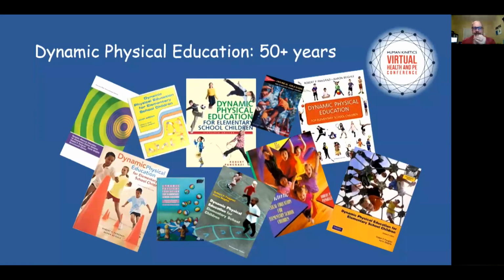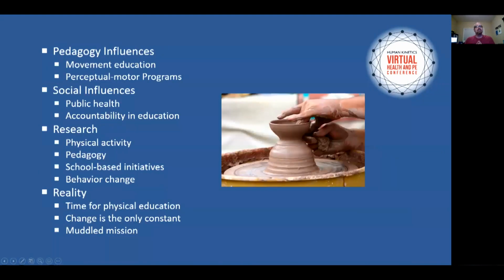Dynamic Physical Education, the textbook, has been around for 50 years. These aren't in any real order here. You can see this is 6th edition. This is old, this is newer. There's some other ones on here. There are several on here that some of you may recognize and have used. I just share this to show that it's been around a long time, and just a brief touching on what has influenced this book over the course of 50 plus years.